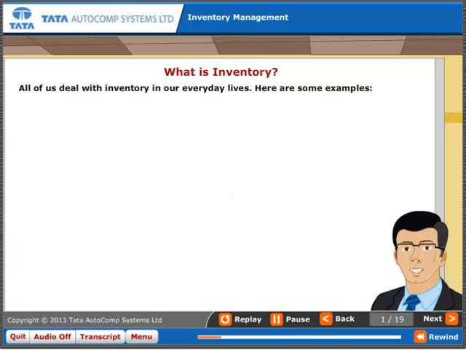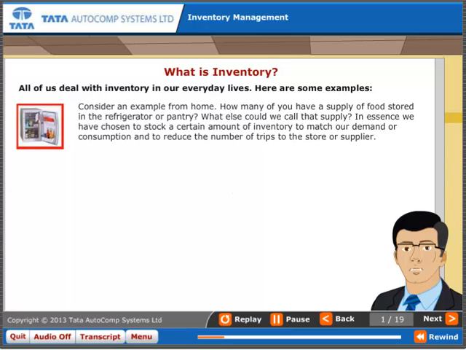Here are some examples. Consider an example from home. How many of you have a supply of food stored in the refrigerator or pantry? What else could we call that supply? In a sense, we have chosen to stock a certain amount of inventory to match our demand or consumption and to reduce the number of trips to the store or supplier.